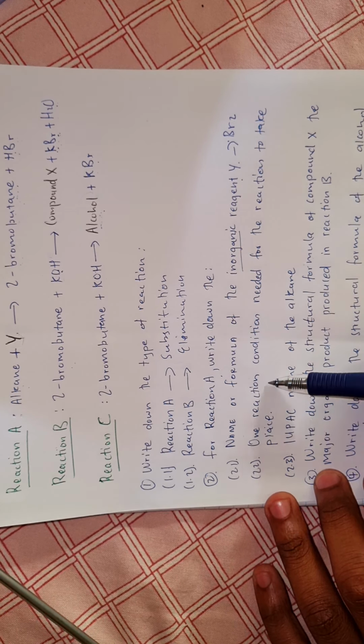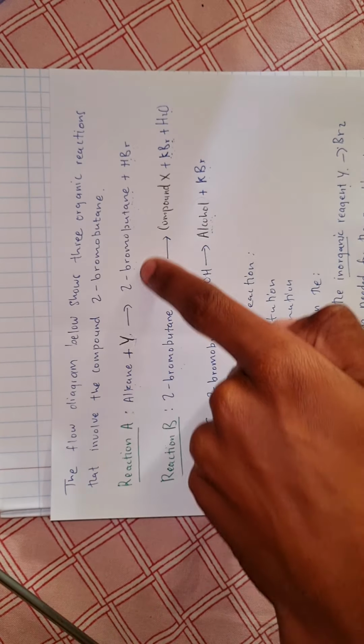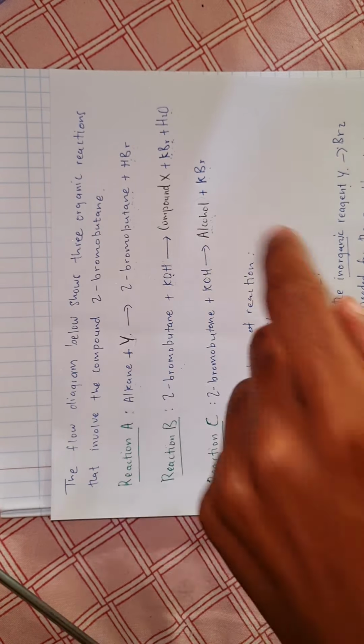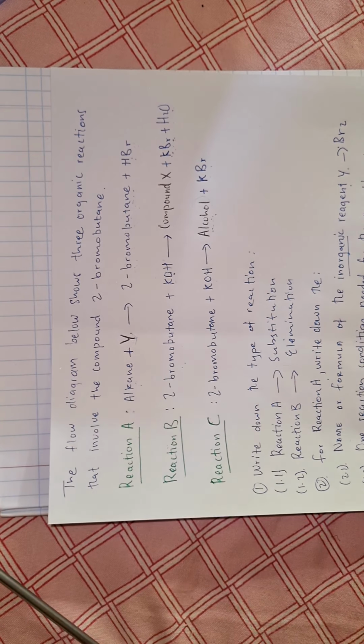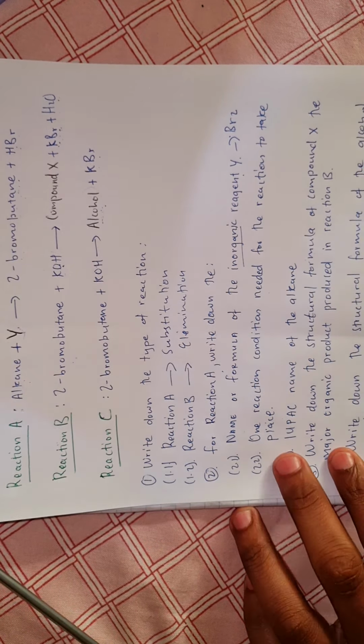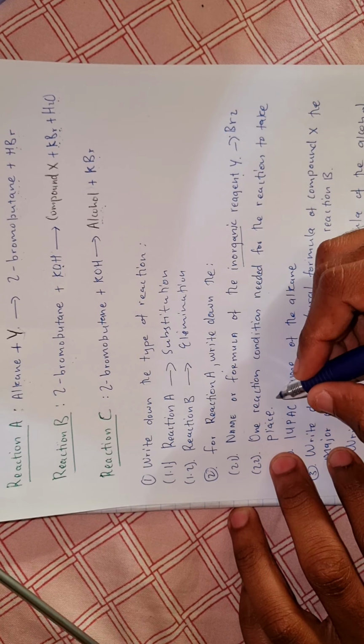Now for reaction A, write down one reaction condition needed for the reaction to take place. They just need only one. Remember, we talked about this reaction, reaction A, whereby there was a substitution reaction, a bromination reaction. Like I said, we use this type of reaction to test for saturation and unsaturation of organic compounds. Now, one reaction condition needed for the reaction to take place is heat or sunlight. You can just say heat.